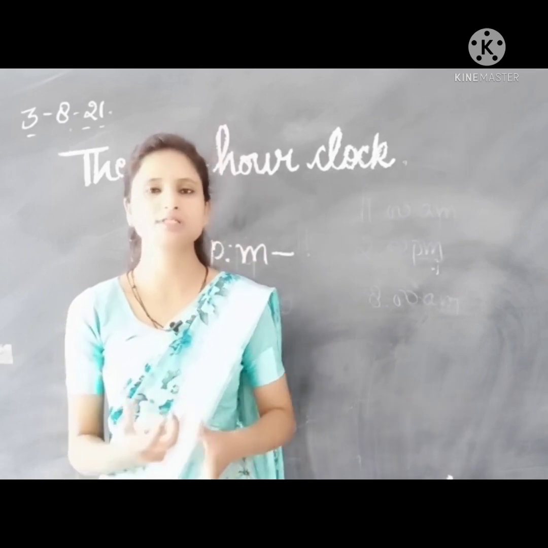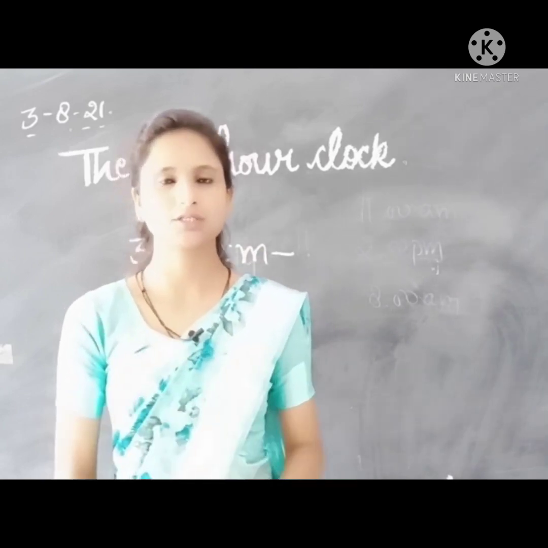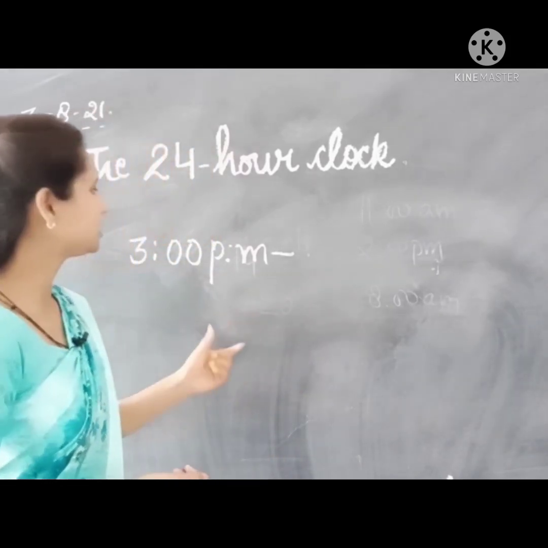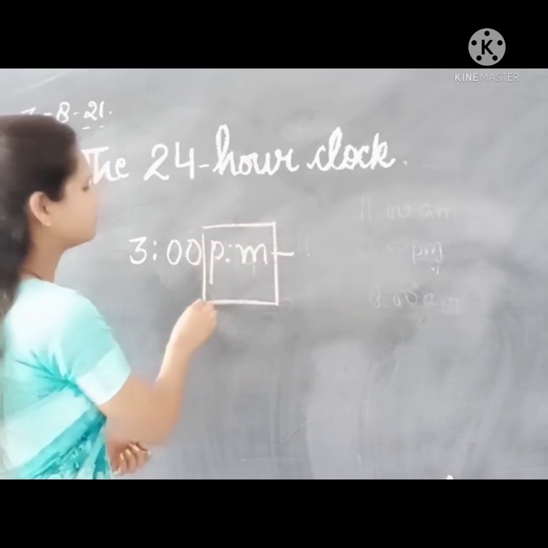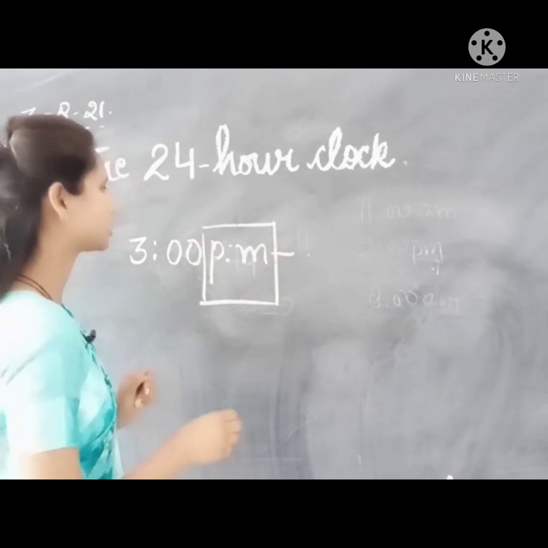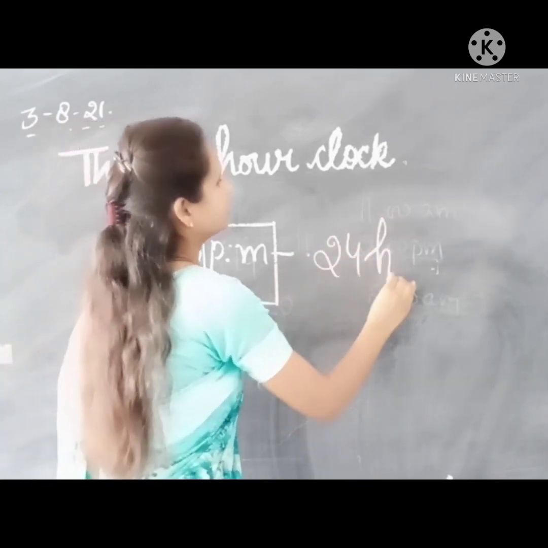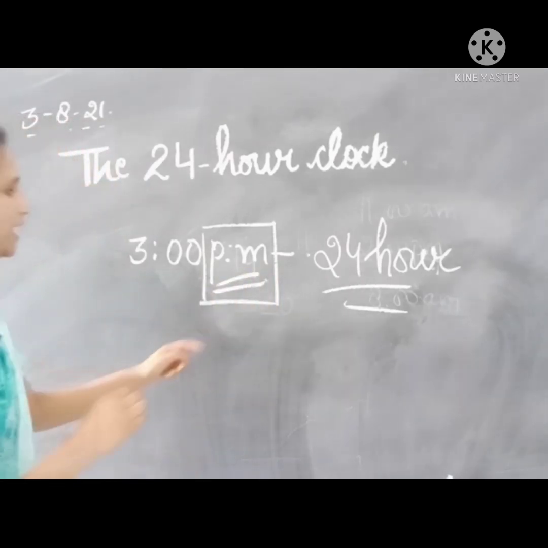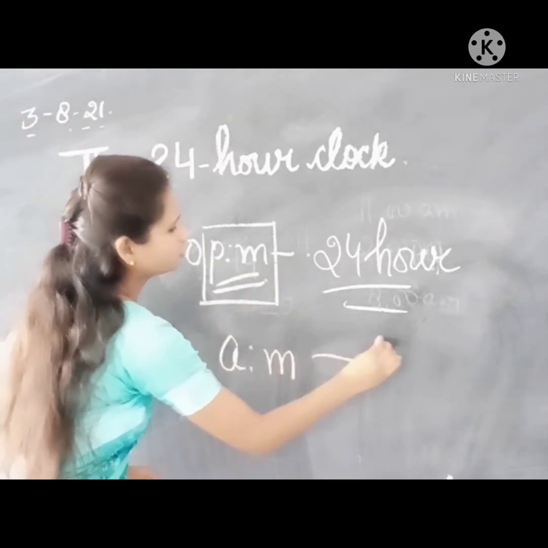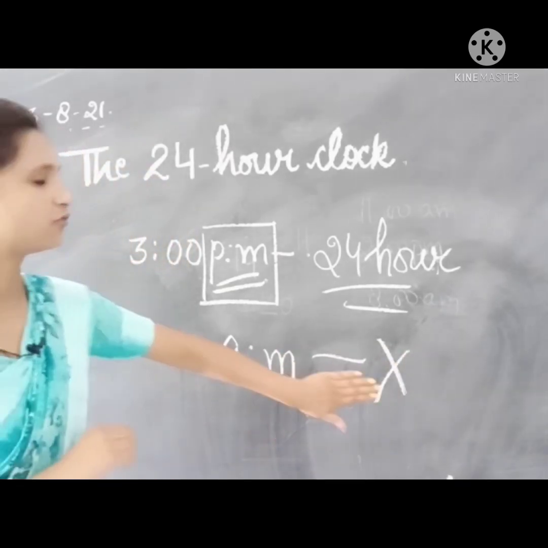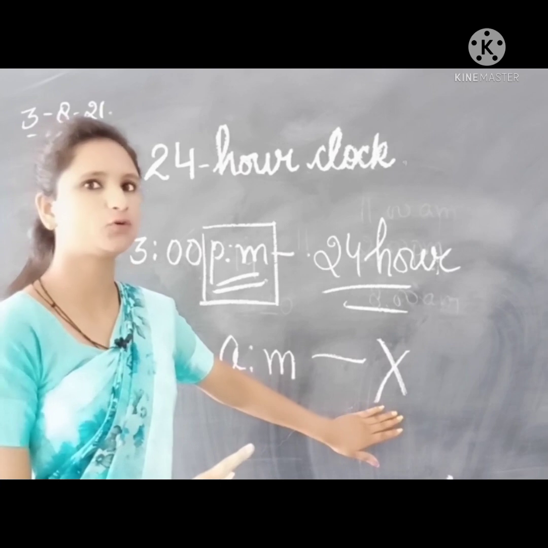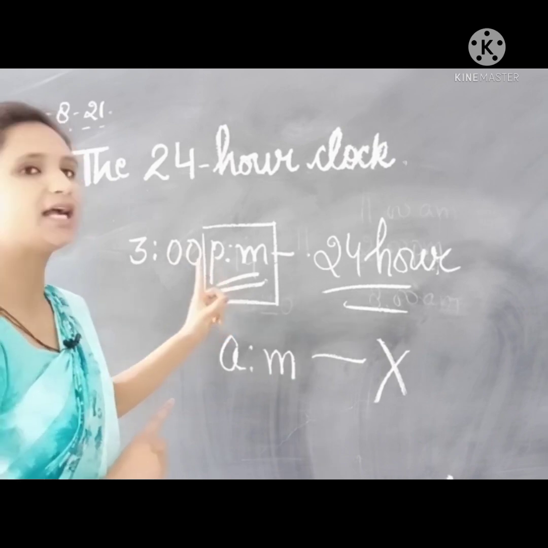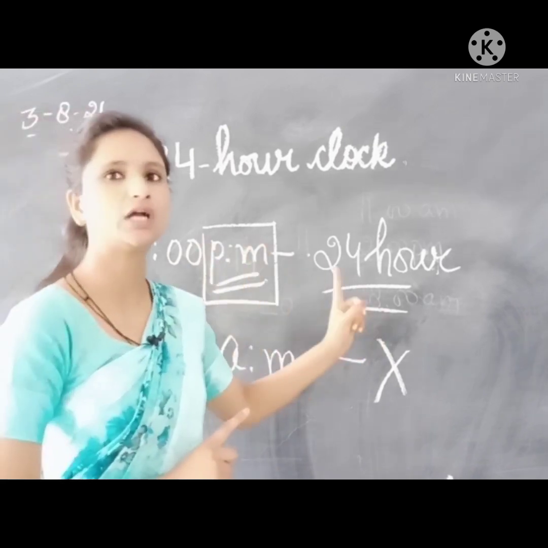Before explaining through examples, let me give you some facts about converting 12-hour clock into 24-hour clock. Only the time that is in PM will be converted to 24-hour clock. AM will not be converted to 24-hour clock, only PM. The time that is written in PM, only that will be converted.